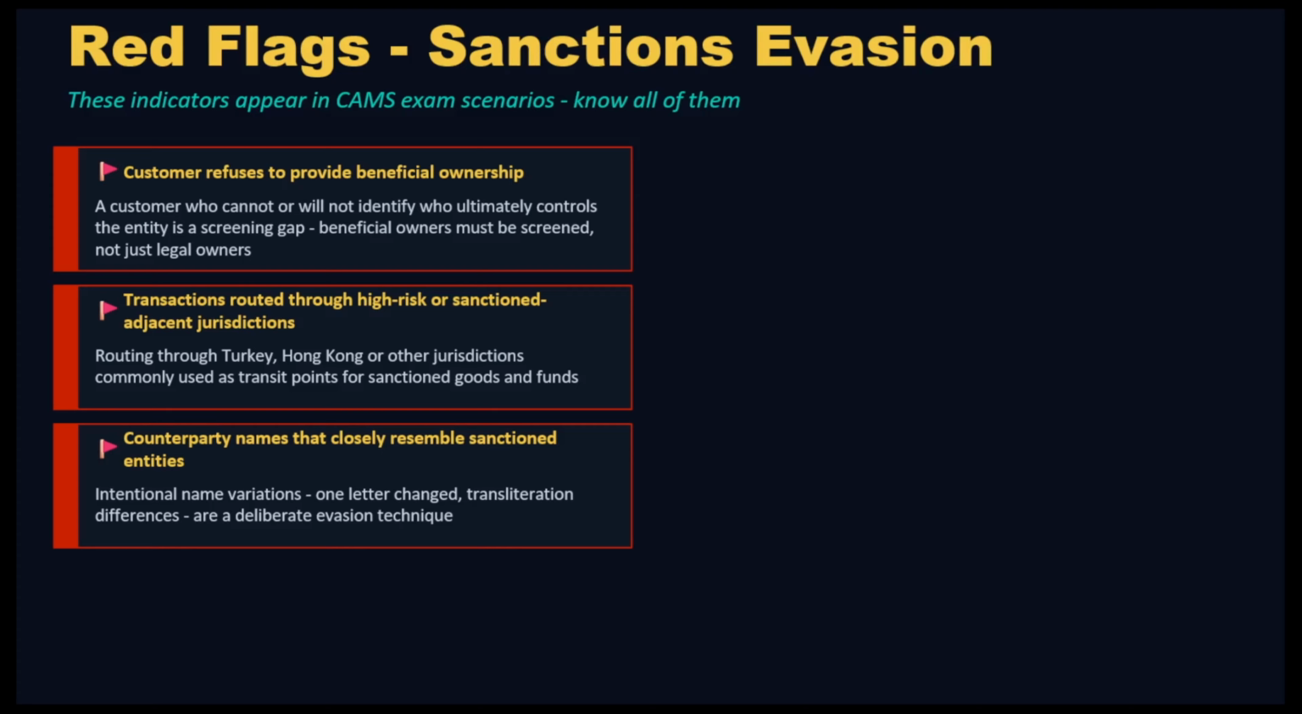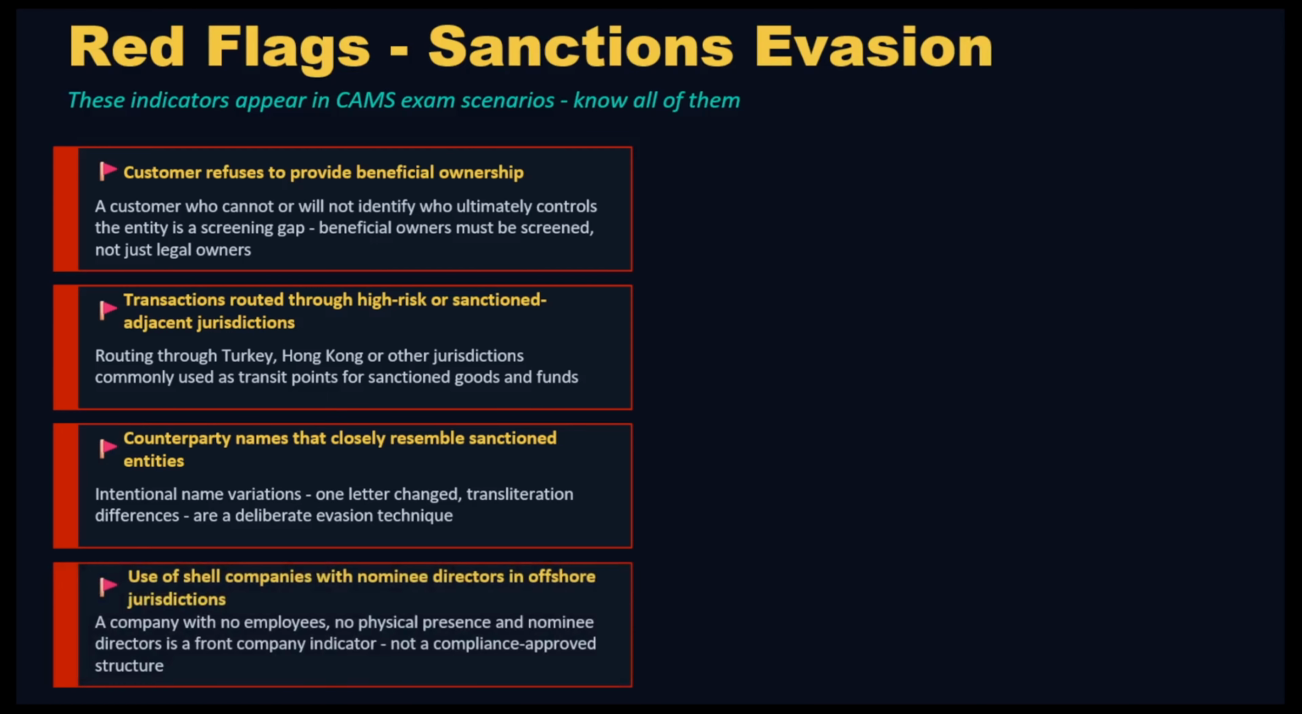The next thing is to investigate. On any potential match, whether true match or false positive, you investigate and document. For true matches, freeze the transaction immediately. Do not process it. Do not return the funds without authorization from the competent authorities.